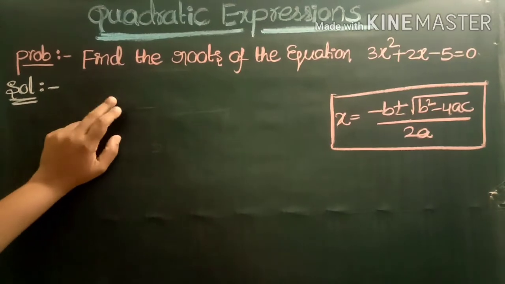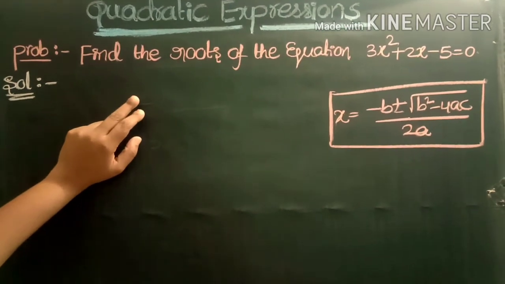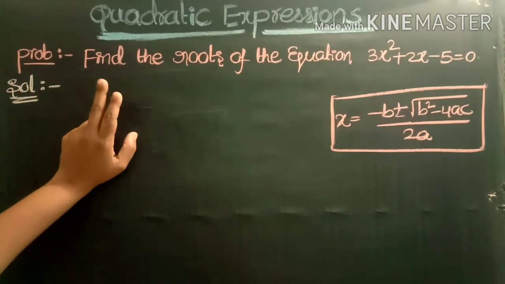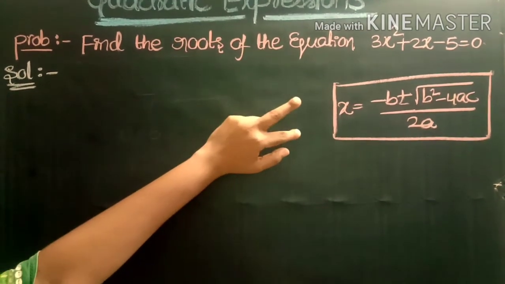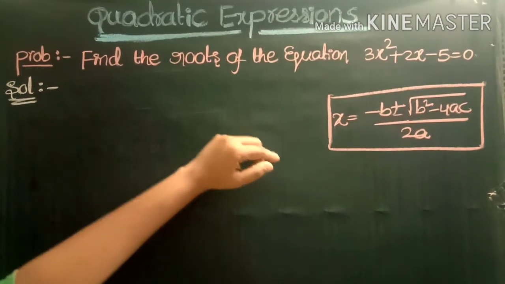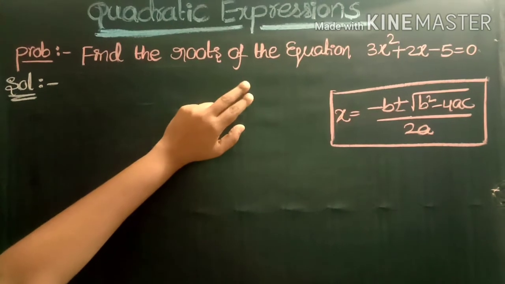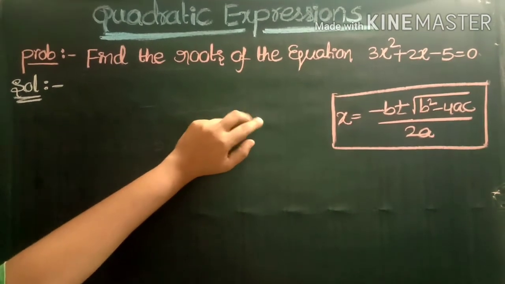First problem, find the roots of the equation 3x square plus 2x minus 5 is equal to 0. So the given problem is find the roots of the equation 3x square plus 2x minus 5 is equal to 0. Now here we can solve this problem in two methods. The first procedure is applying the formula.